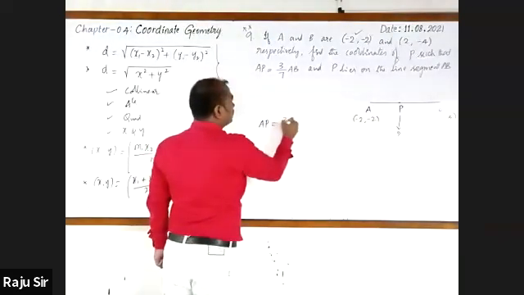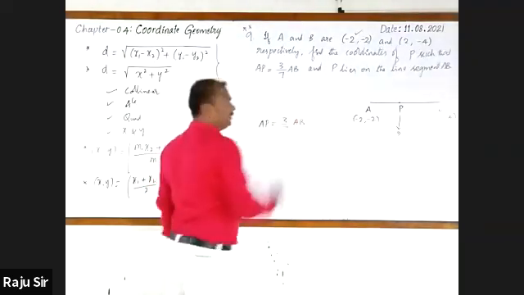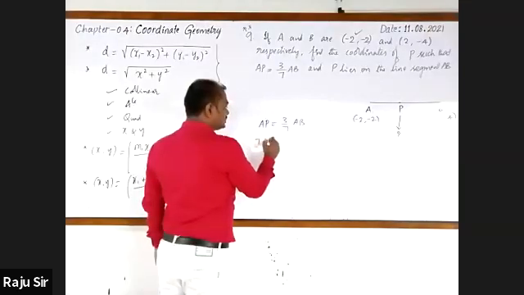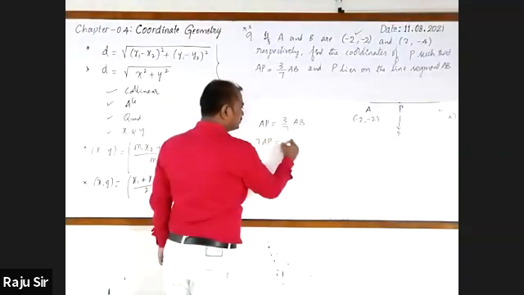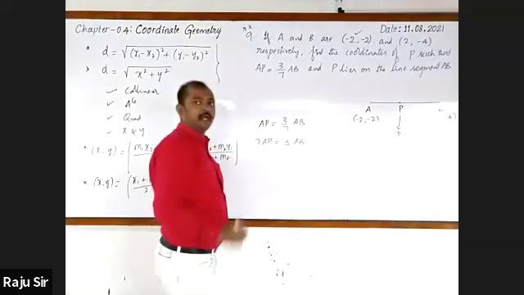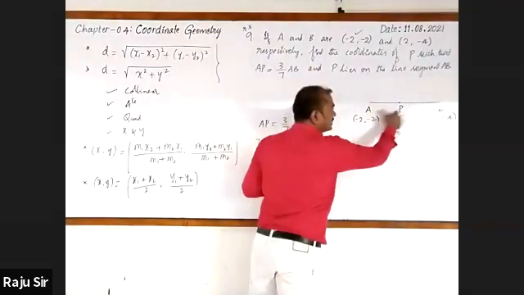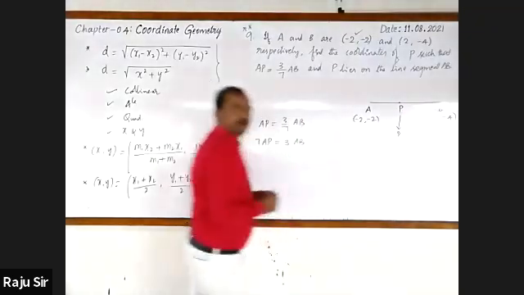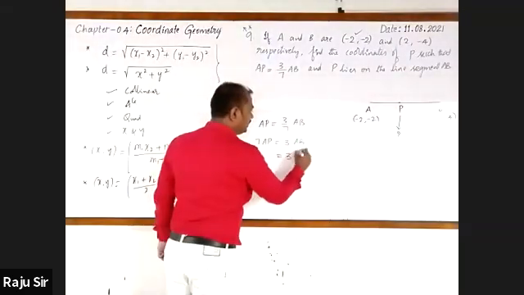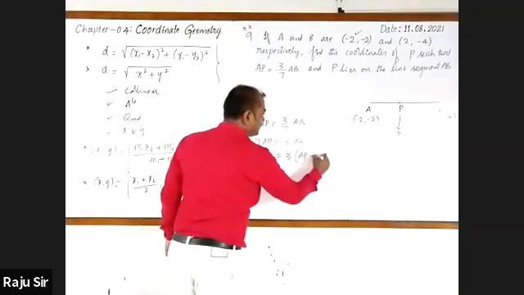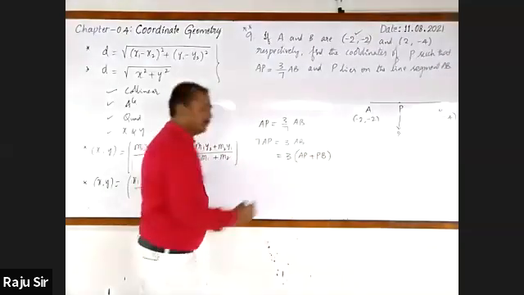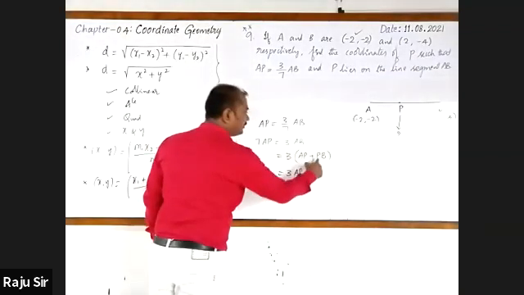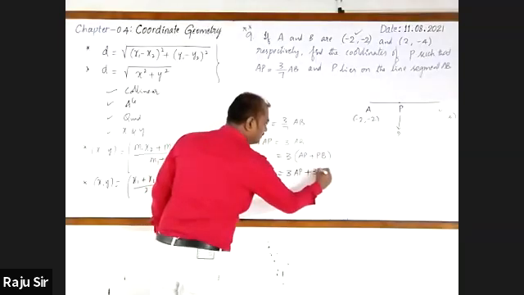Here, AP is equal to 3/7 AB. Then if I cross multiply, it will be 7 times AP, which is equal to 3 times AB. Whereas AB is the sum of these two parts. What are those? AP plus PB. So here I write 3 times (AP plus PB), which is equal to, now multiply, 3 times AP plus 3 times PB.